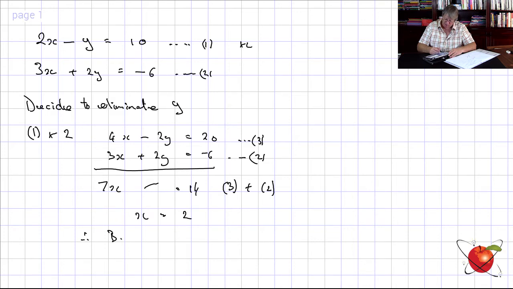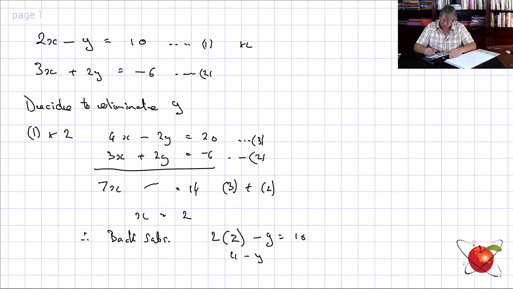Therefore, we back substitute. And how do we back substitute? We pick any one, it doesn't matter. I'm going to say 2 times 2 minus y equals 10. Then I've got 4 minus y equals 10. Minus y equals 10 minus 4, which is 6. Therefore, y is equal to minus 6.